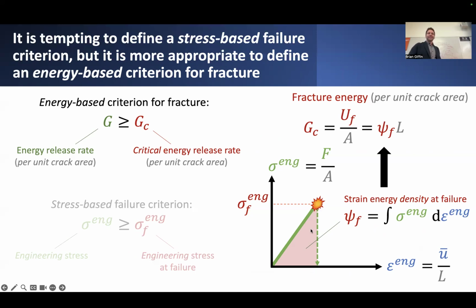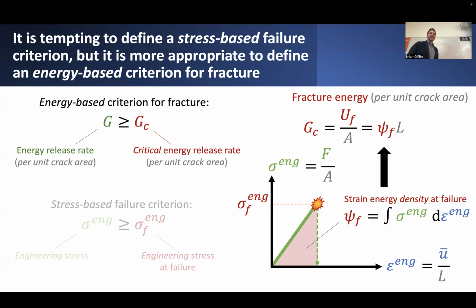However, I want to point out that the area underneath this curve, this engineering strain versus engineering stress curve, is not necessarily a measure of energy, but rather strain energy density. So it's energy per unit of volume in the material. And it fundamentally assumes that the strain energy in the material is the same throughout the entire length of the bar.